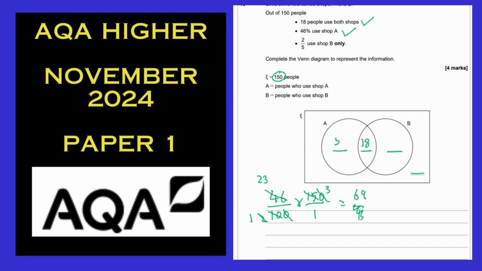That means 51 must go into there. 2/5 use shop B only. Well, 1/5 means divide by 5.